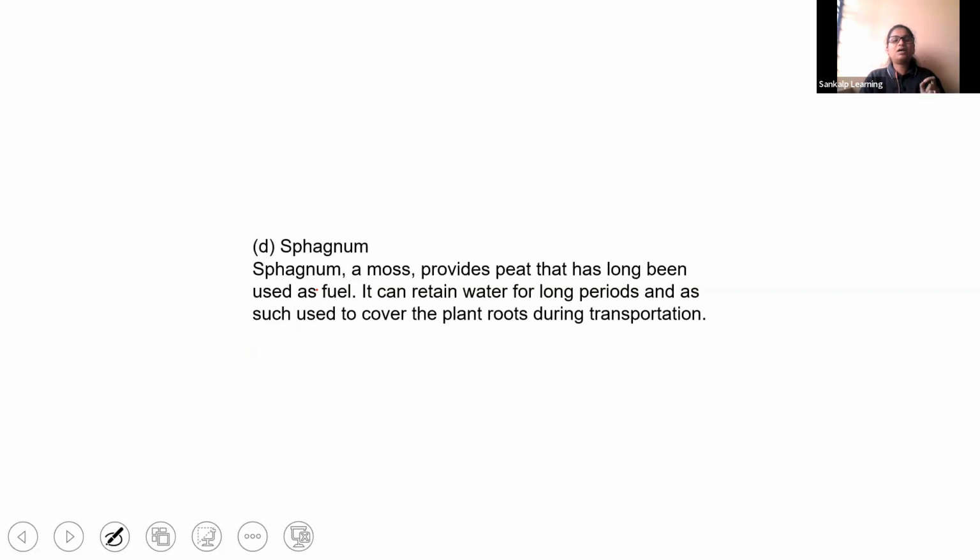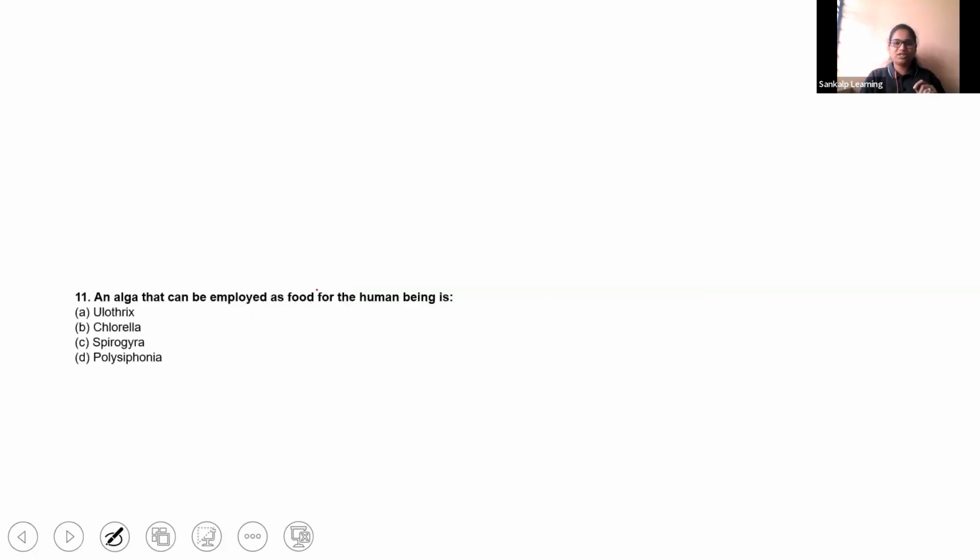Sphagnum, a moss, provides peat that has long been used as fuel. They use it as fuel, we can say. It can retain water. Its quality, its characteristic, is that it can hold water for longer periods. So it is used to cover the plant roots during transportation.